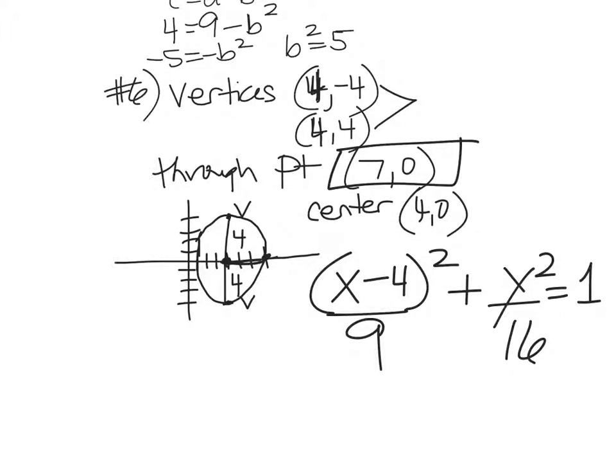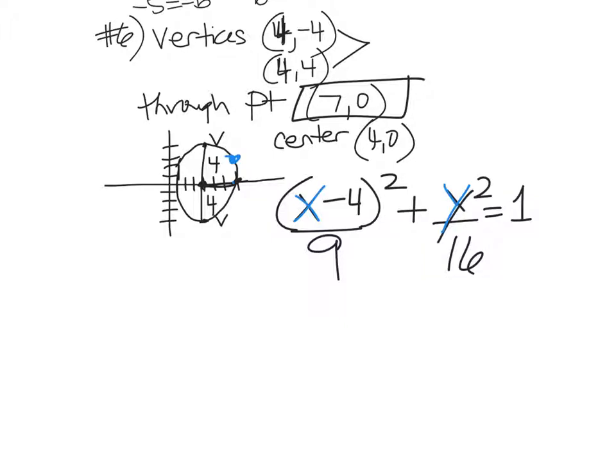Now, are you kind of asking yourself what would have happened if they gave us a point out here, right? Like not (7, 0), but whatever point that is. You would then have to plug that point in for x and y and then solve. It's a little tricky. Just to warn you, you might have one like that. I don't know if that was like a bonus type question though.